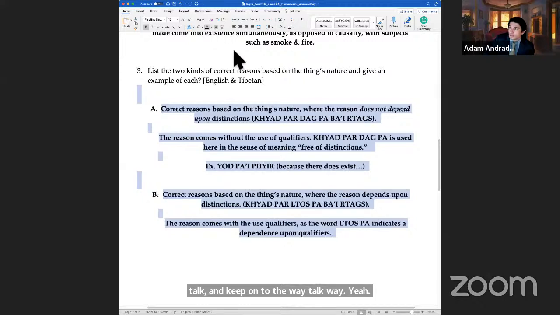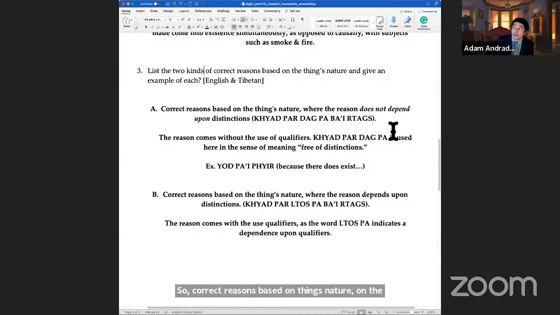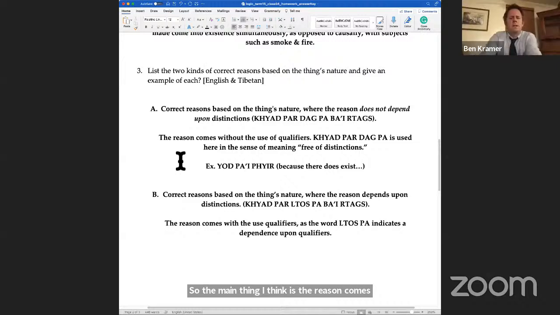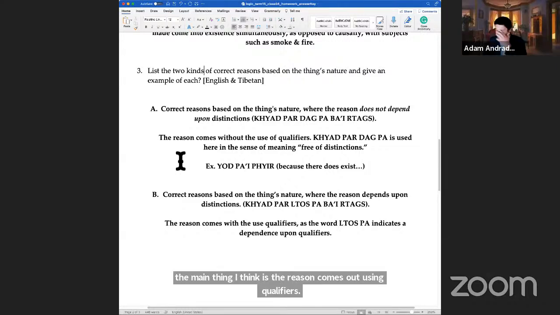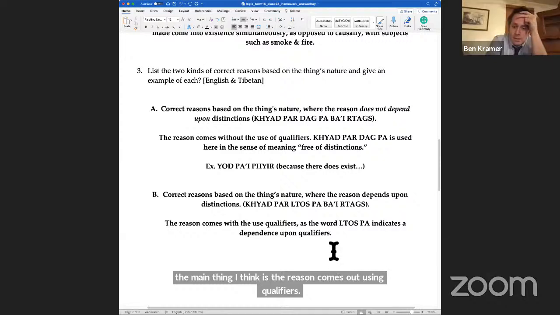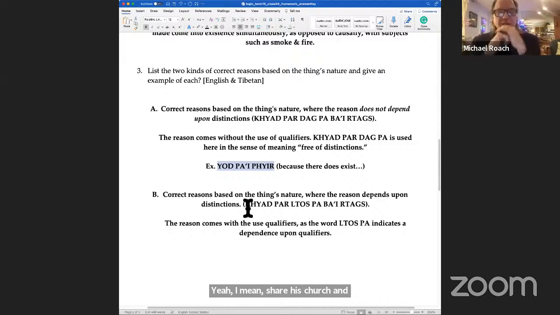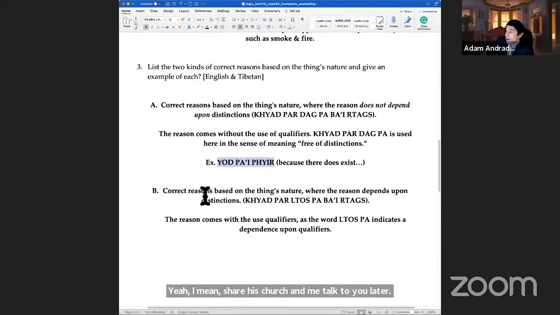Yay. So correct reasons based on the thing's nature, where the reason does not depend upon distinctions. So the main thing I think is the reason comes without using qualifiers, like adjectives or adverbs, to modify anything. Right. A good example. Yeah, I mean, sure, it's made, therefore changing. Okay, so now we have the second type of correct reasons based on the thing's nature, which are things that depend upon distinctions.